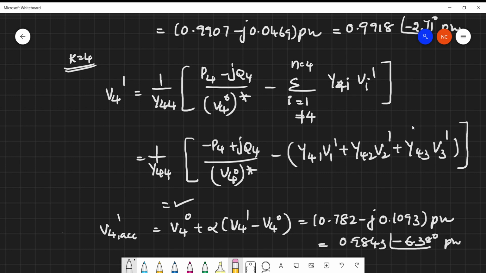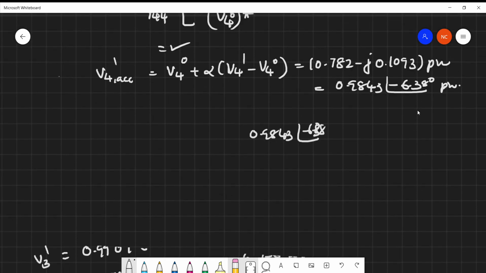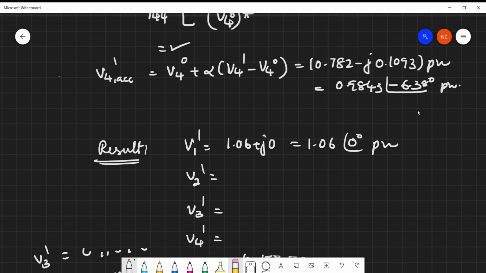Okay. In this way, we can do the calculations. And if you want to write all the values in one place, you can write it as a result. So how do you need to write the result? The bus voltages at the end of the first iteration are: just write all the values in both rectangular and polar forms. Whatever voltages you got, those values you're supposed to write here.